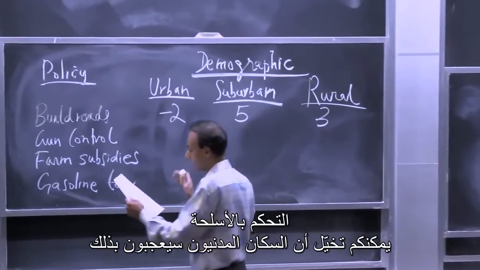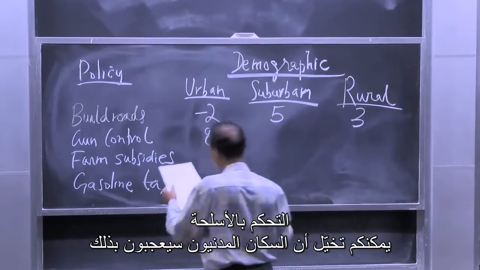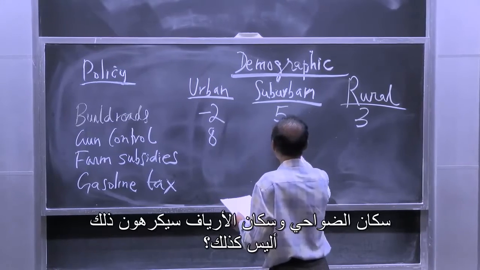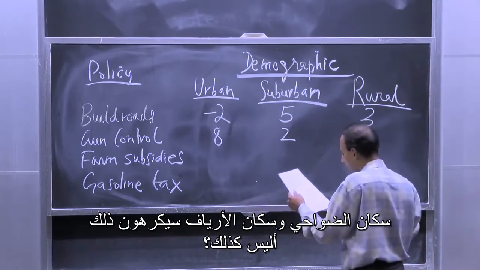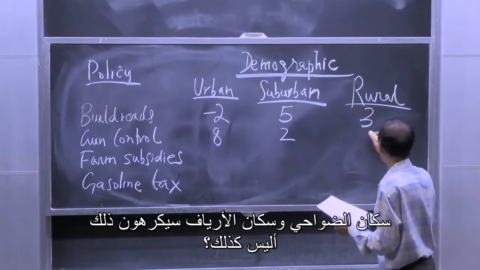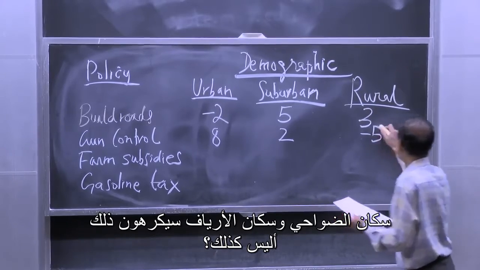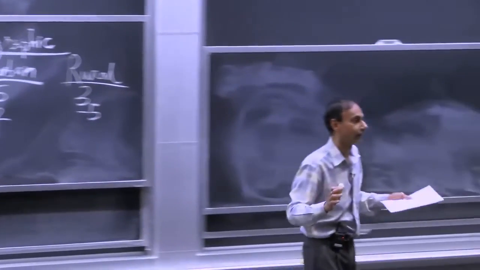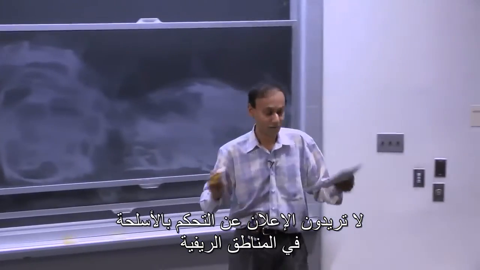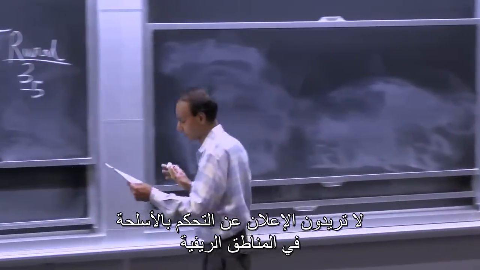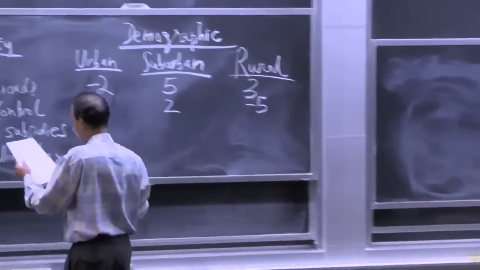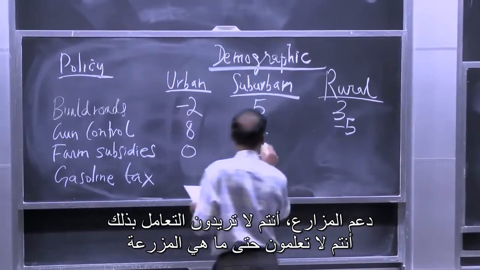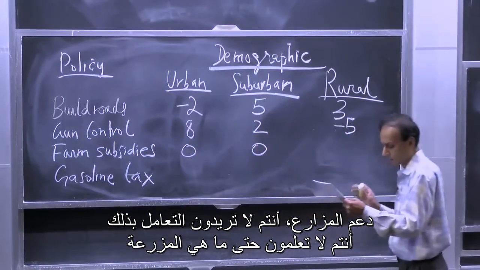Okay? Gun control. Well, you can imagine the urban people like that. Suburban people are, okay, meh. And the rural people hate it, right? You do not want to advertise on gun control in the rural areas, right? Farm subsidies, it's like, don't want to deal with that. What is a farm?